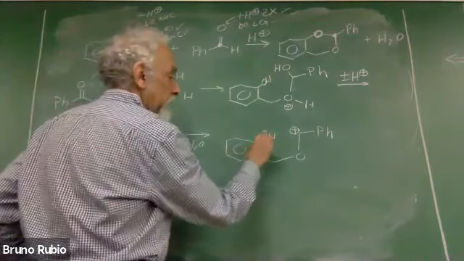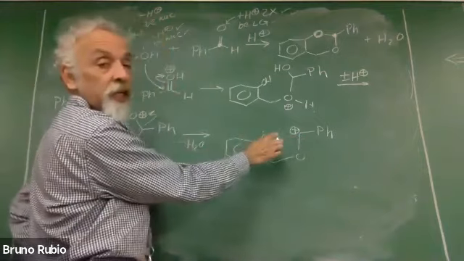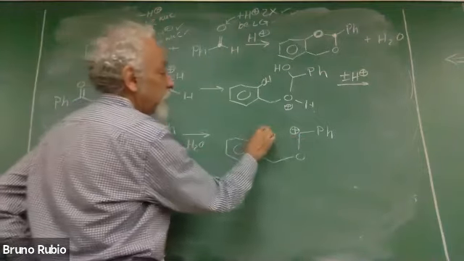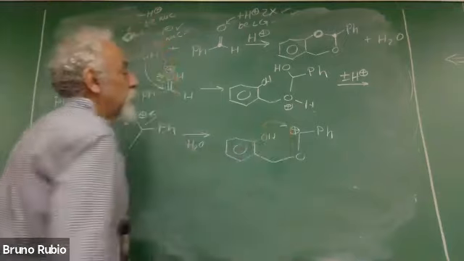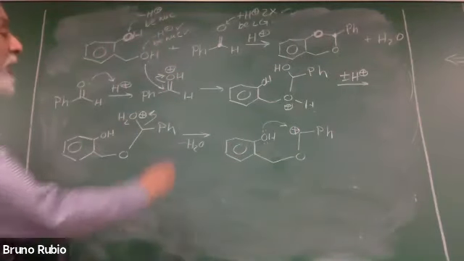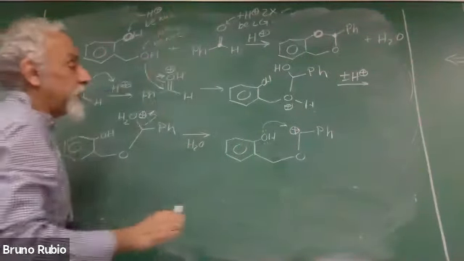Okay, next step. That's the electrophile. He's electron poor. There's the nucleophile. He's electron rich. So nucleophile attacks electrophile. That oxygen functioned as a nucleophile.